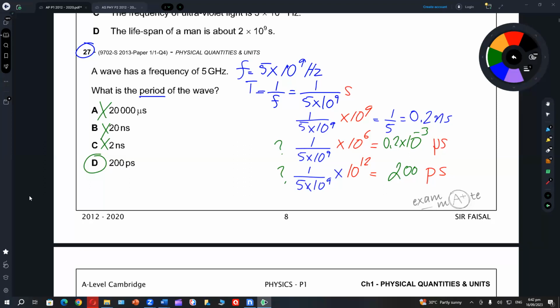Okay, this confusion about -12, I want to clear again. When you say 1 picosecond is equal to 10 power -12 second, that's right. But look here, I am going from second to picosecond. So when you want to go from second to picosecond, it will be 1 second is equal to 10 power 12 picosecond. Some people are having this confusion, so please make it clear.